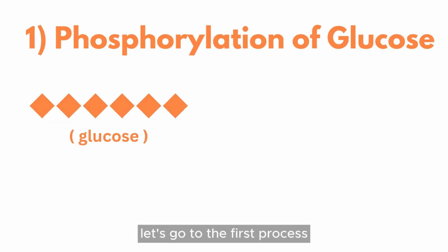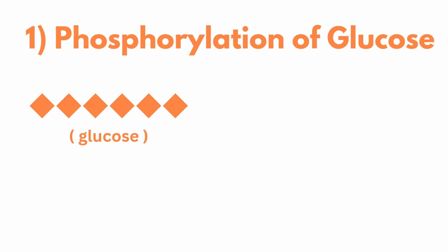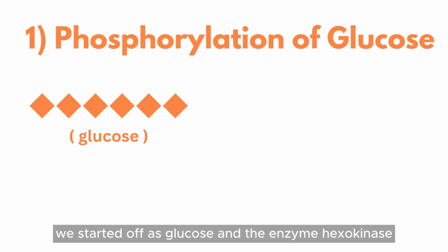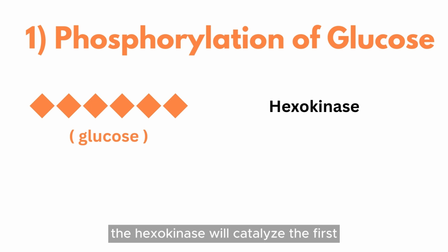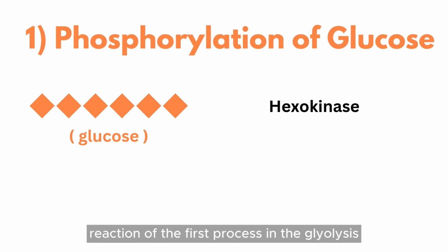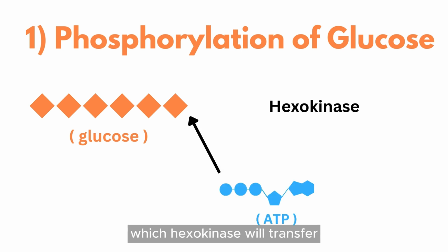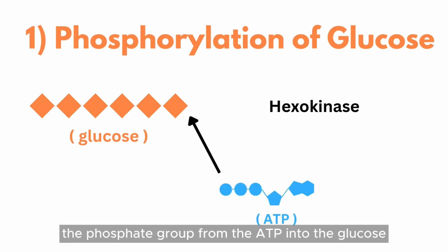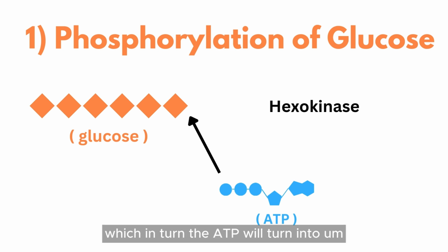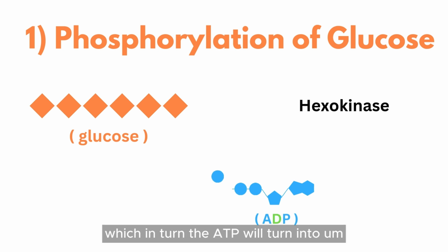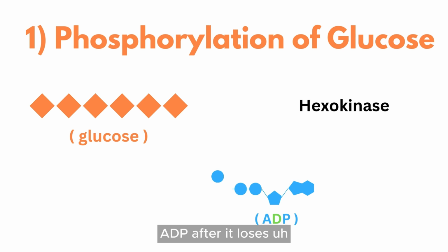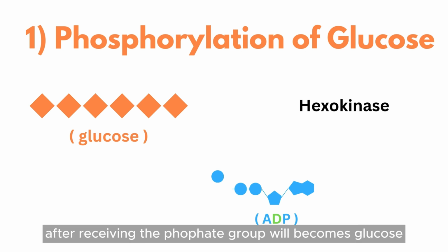Let's go to the first process, which is phosphorylation of glucose. We start off with glucose and the enzyme hexokinase. Hexokinase will catalyze the first reaction in glycolysis, which is phosphorylation of glucose, and it involves ATP. Hexokinase will transfer the phosphate group from the ATP to the glucose. The ATP turns into ADP after it loses its phosphate group, and glucose, after receiving the phosphate group, becomes glucose 6-phosphate.